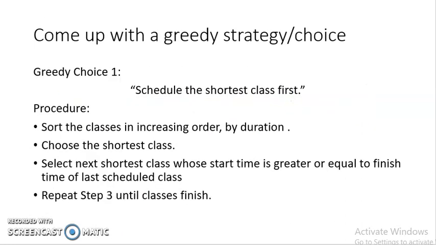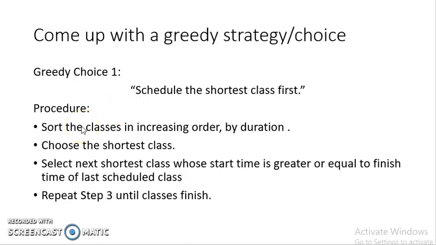To solve the scheduling problem, we need to come up with a greedy choice as we did for the coin change problem. So our greedy choice in case of coin change problem was to choose the maximum value coin at every step. So let's consider the greedy choice one, which is schedule the shortest class first. So let's see how this one works.